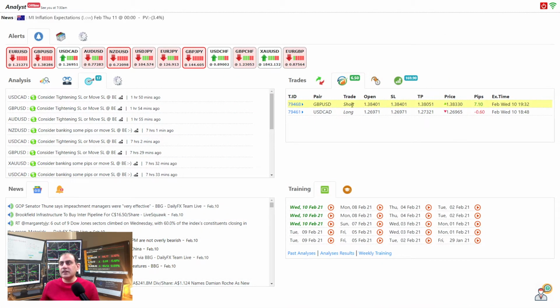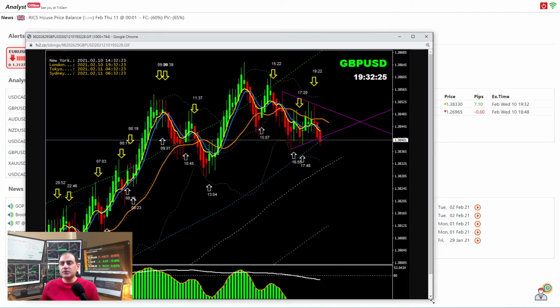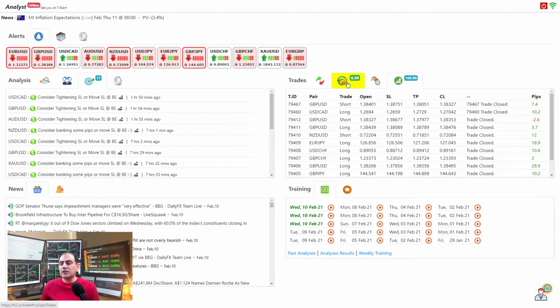You can see here, if I click on this open price, you can see when he opened the trade, you can see a beautiful breakout. Based on that, he took the trade and is still holding it. He has already banked a few pips while holding that trade.